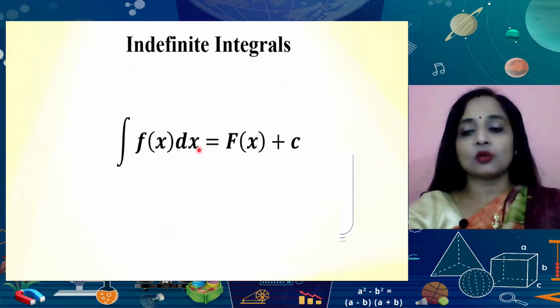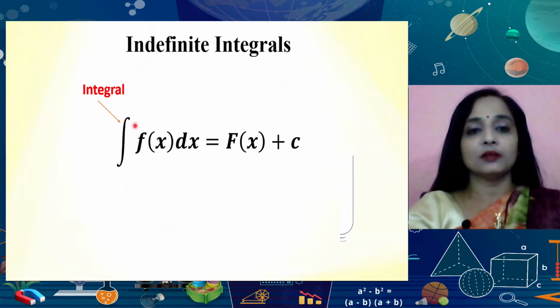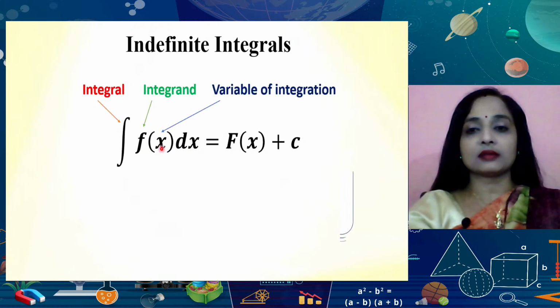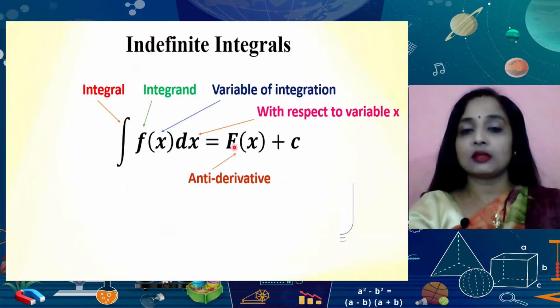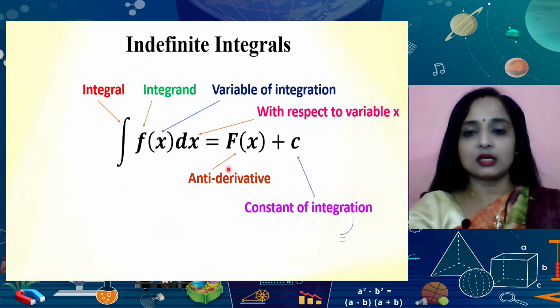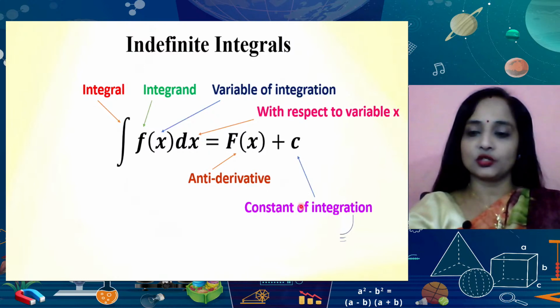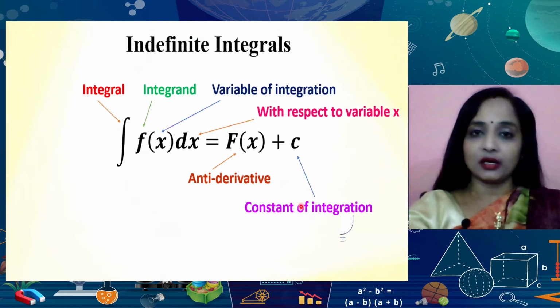So let's know about some of the terms which are there for integration. This symbol is called integral. This function f x is named the integrand. This x is known as the variable of integration, dx with respect to x. Then coming to the answer, the answer is F x. This is called the antiderivative. This c is named the constant of integration. So these are the various terms which are attached to indefinite integrals.